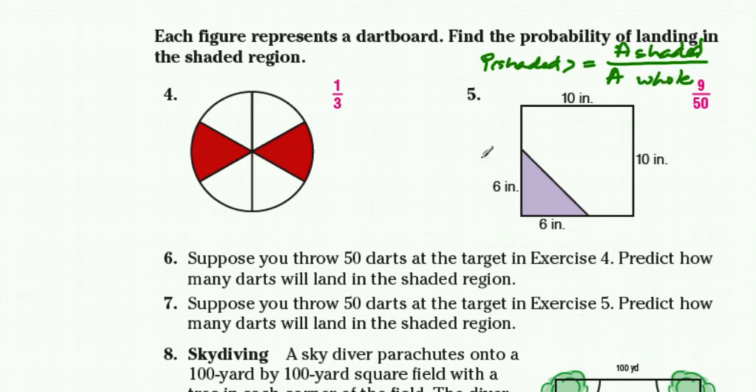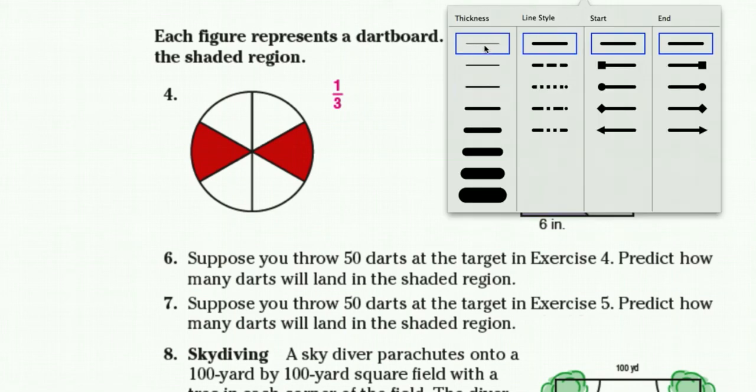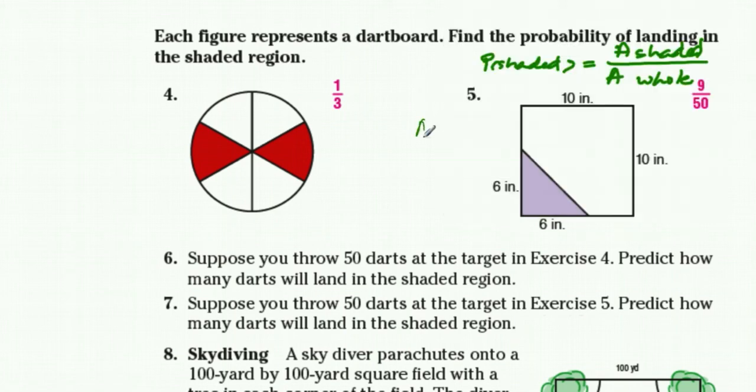In this case, we know that the shaded region is shaped like a triangle. So the area of the shaded region, let me make my line thin so we can fit it in here. It doesn't look nice, let me redo that. So our area of the shaded region is equal to 1/2 base times height because it's a triangle. So this is our shaded region.